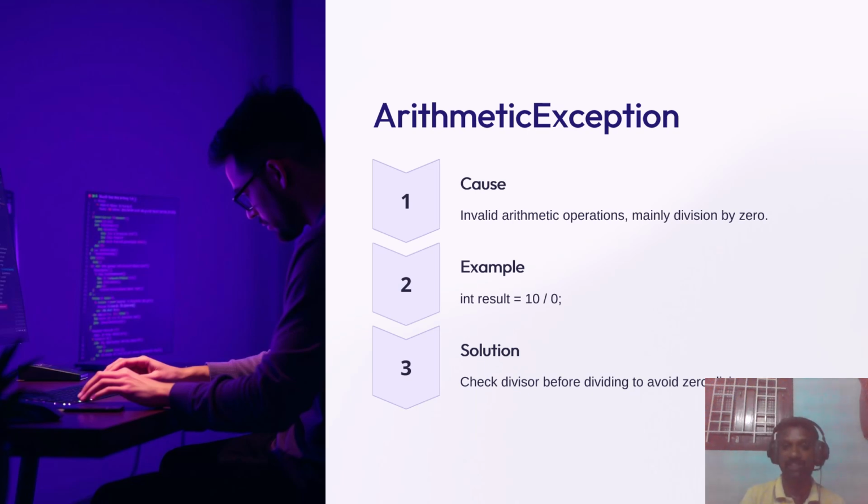So what is meant by an arithmetic exception? The main cause for an arithmetic exception is an invalid arithmetic operation, mainly division by 0. For example, see this line: int result equal to 10 divided by 0. Very simple logic: the value is divided by 0, so it automatically generates an error. This is called an arithmetic exception.